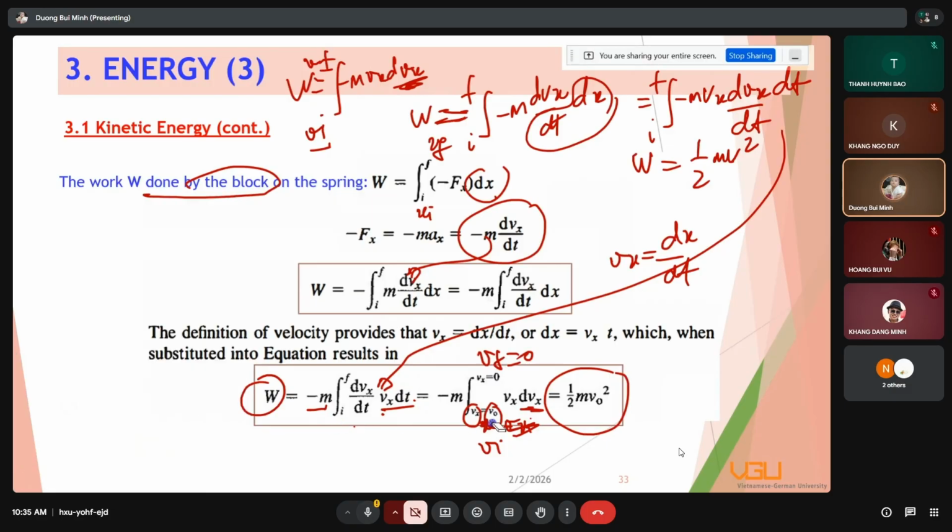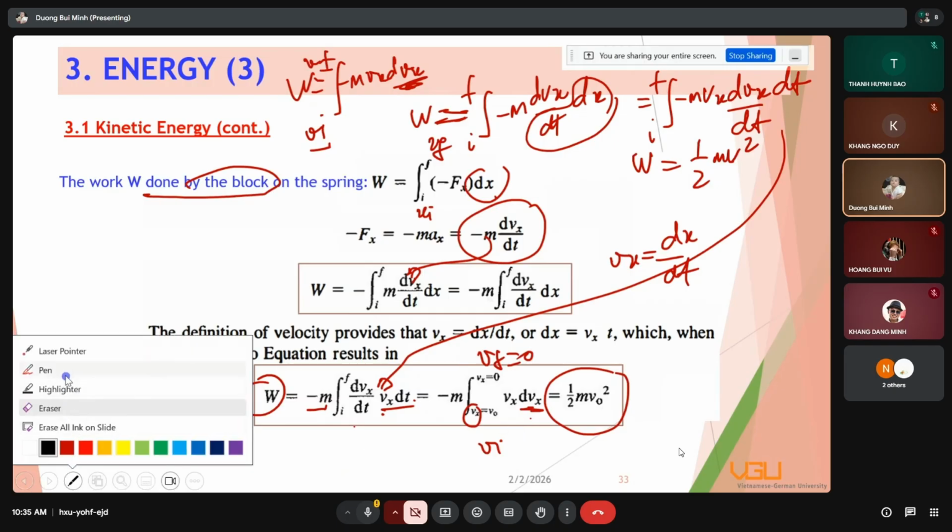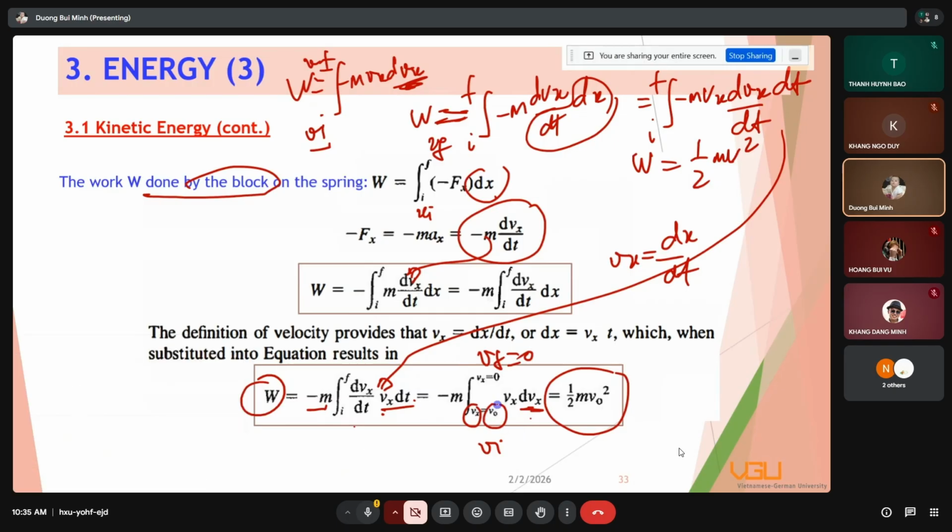Okay, any questions? Any questions? Okay, so I just demonstrated to you why we have kinetic energies is half mv square.